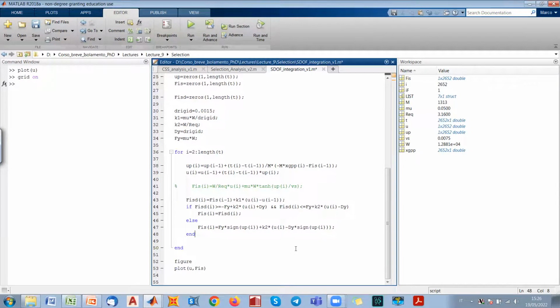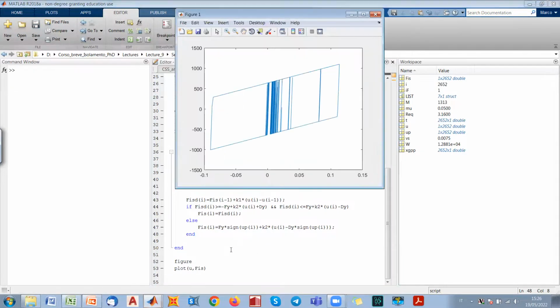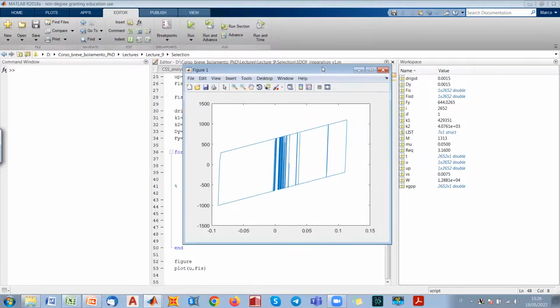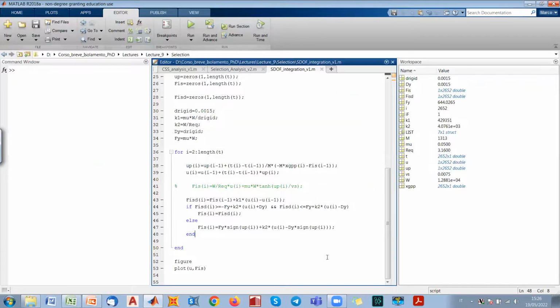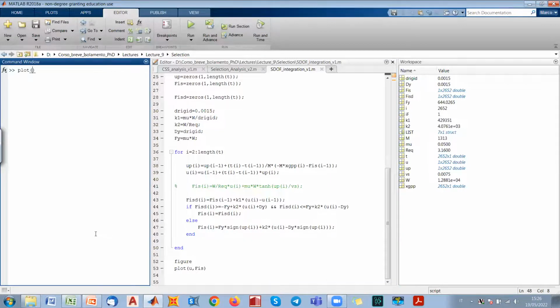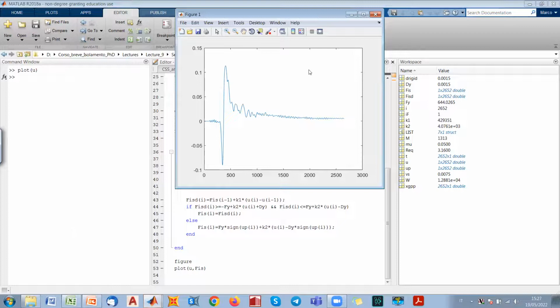Okay, so let's check. I think that the overall maximum displacement is approximately the same, it looks like. Let's check. Yeah, very similar. It is quite more similar to what we got yesterday in SAP 2000. So it was 113. Now I remember the numerical value. The shape is approximately the same as before. And let's check also the time series of displacement and the grid.